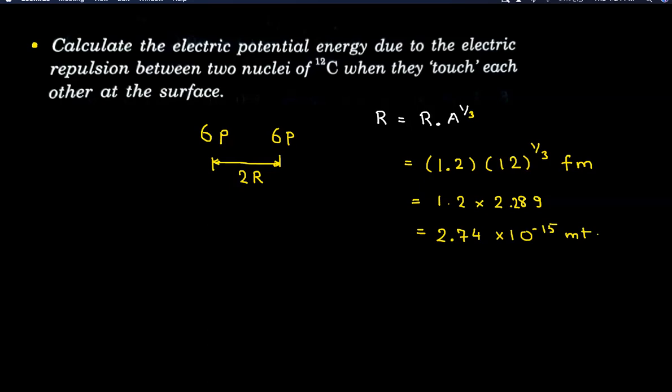You have to answer in electron volts, okay? Electron volts. You're dealing with just 2 atoms. This is the distance between 6 protons. They are touching each other. There are 6 protons. Neutrons I am ignoring because neutral particles won't have electric potential energy. They may have nuclear energy, but not electric potential energy.